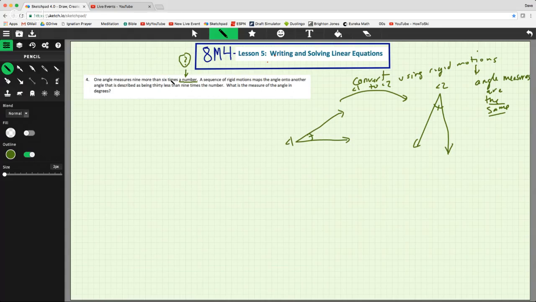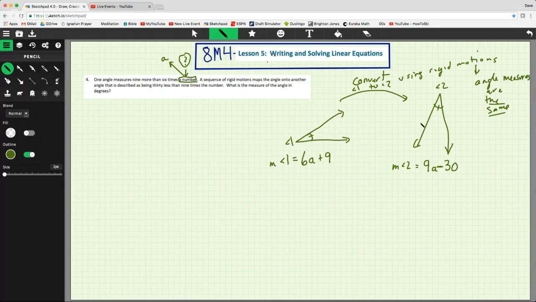One angle measures 9 more than 6 times the number. Well, for those of you who are thinking, remember a number is just a variable. Let's call it A this time. So the measure of angle 1 is equal to 9 more than 6 times the number. Well, that's 6 times the number, and that's 9 more. Angle 2, the measure of angle 2, is 30 less than 9 times the number. Well, 9 times the number, and then 30 less is minus 30.